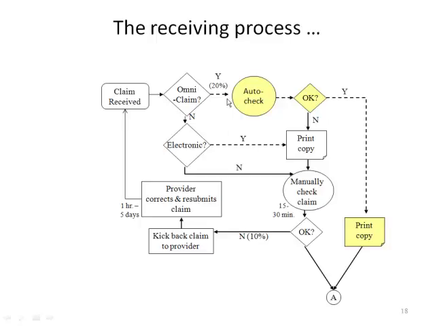Now, let's assume we're in a situation where we end up doing a manual check and it's not okay. What happens then? Well, then we have to kick the claim back to the provider, and the provider corrects and resubmits the claim. And that can add substantial time to this process. In fact, it can be anywhere from hours to days before the claim gets resubmitted. And so you can imagine here, we want to avoid this type of loop back through the system.